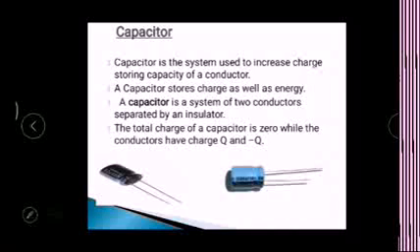A capacitor is a system of two conductors separated by an insulator. So we use two conductors in the capacitor, separated by some distance, and one conductor is given plus q charge and the second conductor is given minus q charge. That is the typical shape of the capacitors we use in electrical and electronic circuits.